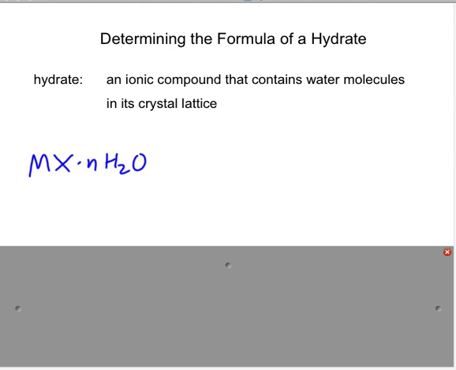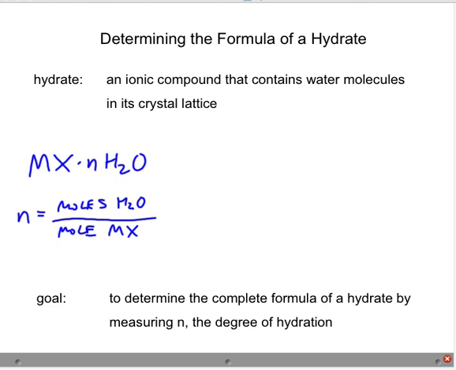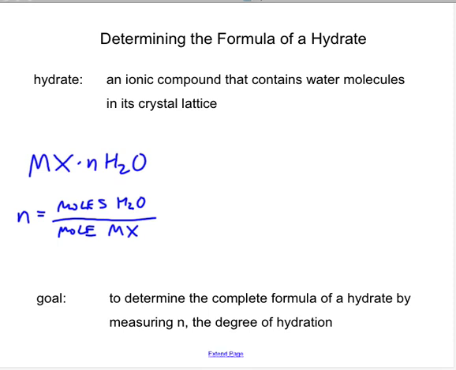What this means is that we've got an ionic compound represented by Mx. The N represents the number of moles of water per mole of ionic compound Mx, and N is always a small integer. So our goal is to figure out the complete formula of the hydrate by figuring out what that value of N is. N is sometimes called the degree of hydration.